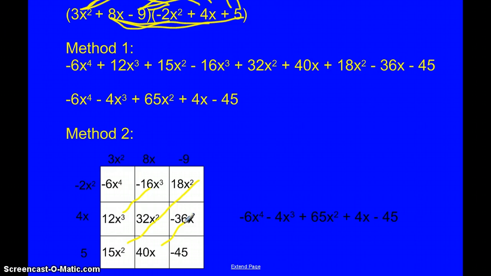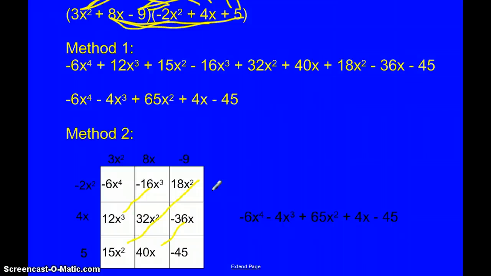When you go to write out your final answer, all you have to do is add together the diagonals. So you get negative 6x to the fourth, negative 4x to the third, 65x squared, 4x, and negative 45. Those go together nicely. It's simply an organizational tool. You are welcome to use it as you choose.